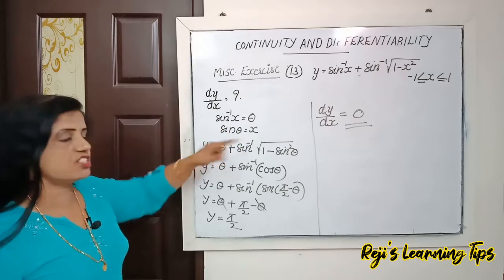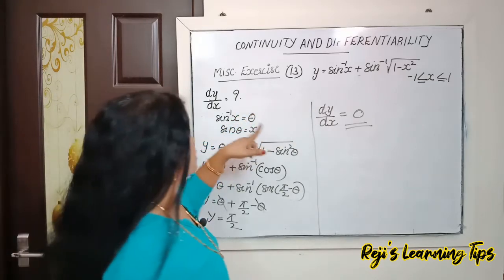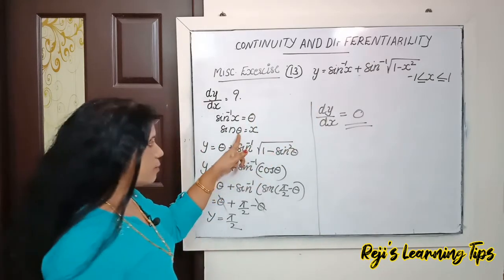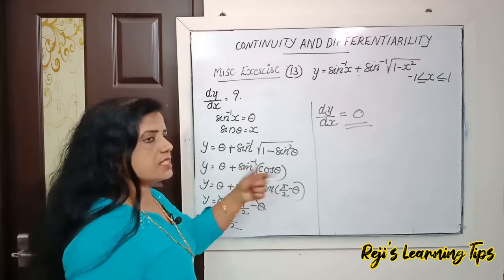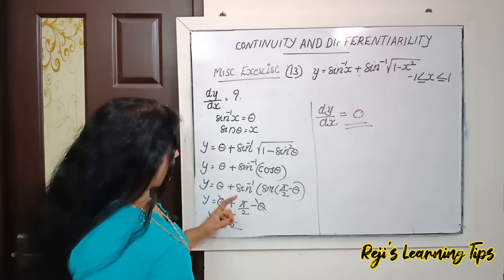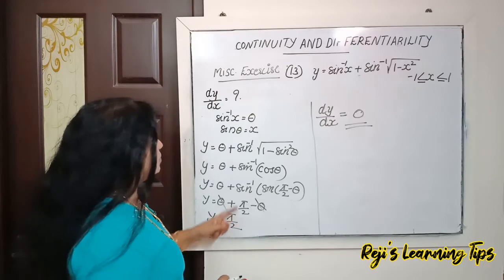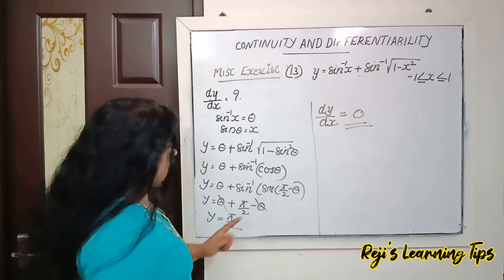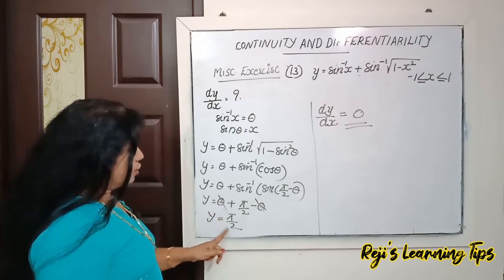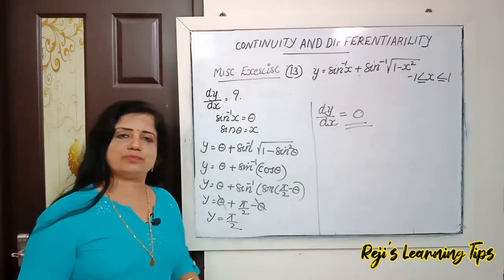So sin theta is equal to x. Then y is equal to, instead of sin inverse x, we write theta plus sin inverse root of 1 minus x square, that is sin square theta. 1 minus sin square theta is cos square theta. Root of cos square theta is cos theta. So theta plus sin inverse cos theta, that is sin of pi by 2 minus theta. Sin inverse sin, we know, is pi by 2 minus theta. So theta plus pi by 2 minus theta, we can cancel theta and minus theta. So y is equal to pi by 2. Then dy by dx is equal to 0.